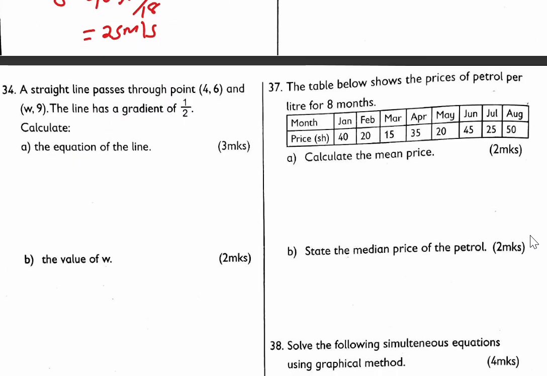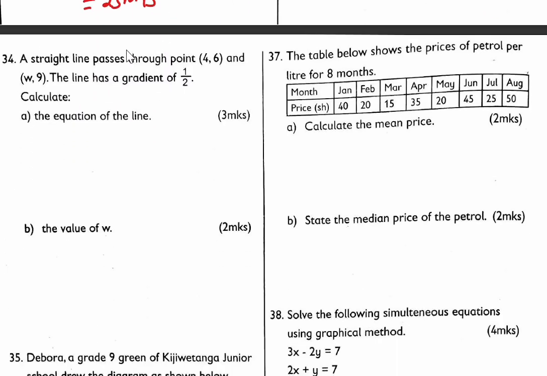Number 34. A straight line passes through points (4, 6) and (W, 9). The line has a gradient of a half. Calculate the equation of the line. To get the equation, we pick one of the points. You pick point (4, 6), and pick another unknown point, for example (X, Y). The gradient, remember, is a half because they are lying on the same line.